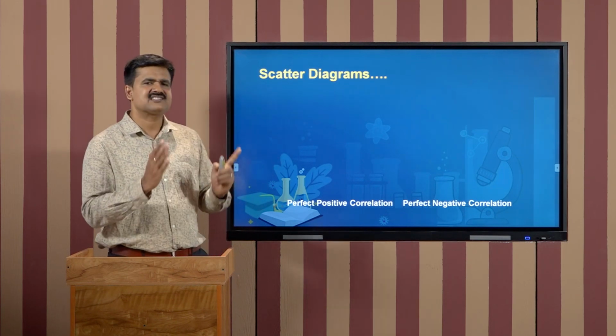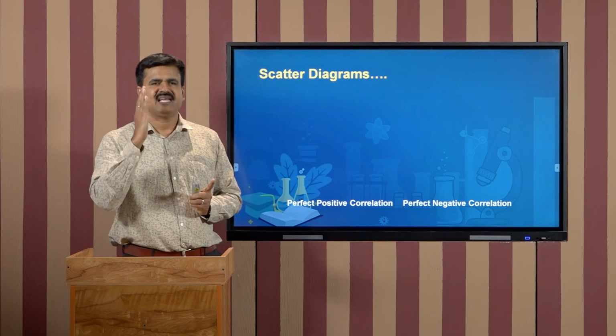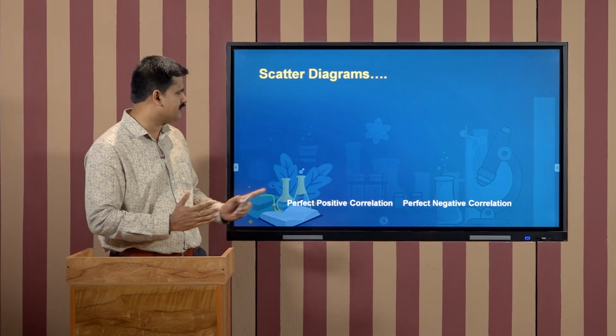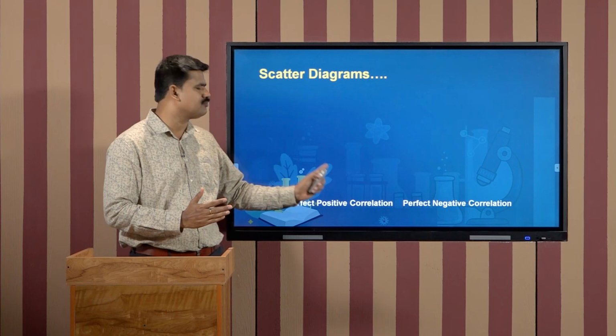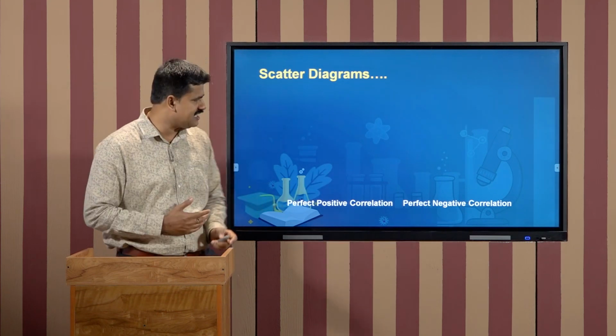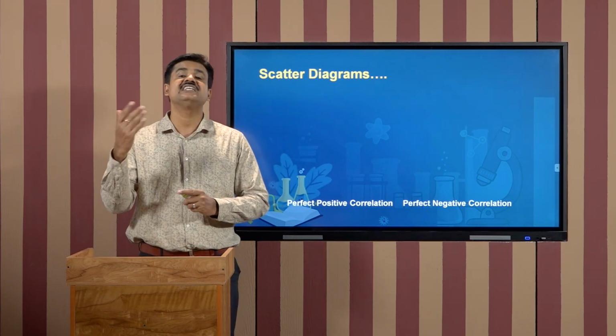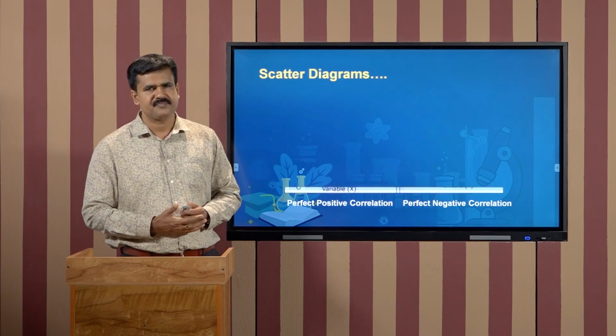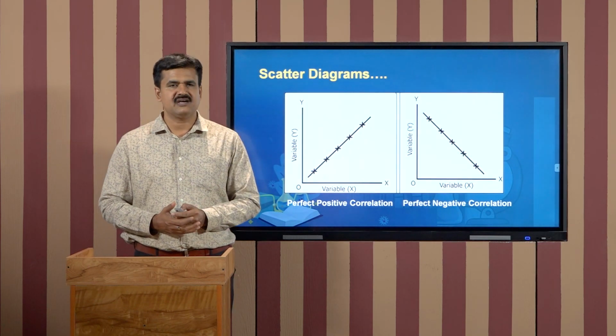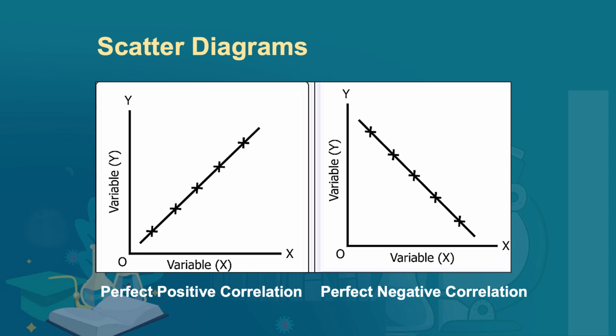This is the illustration. I will show you a graph, a scatter diagram, where there is perfect positive correlation between two variables and perfect negative correlation between two variables. This is about the nature of the graph. In the first case, there is strong positive correlation, positive relation, direct relation between the two variables plotted along the x direction as well as in the y direction.